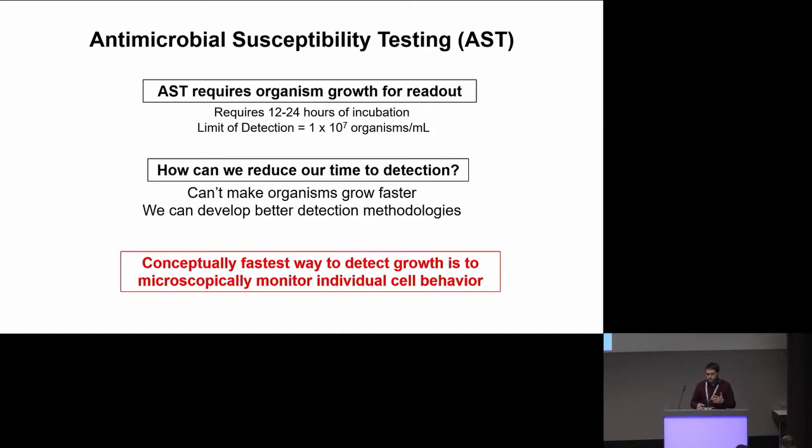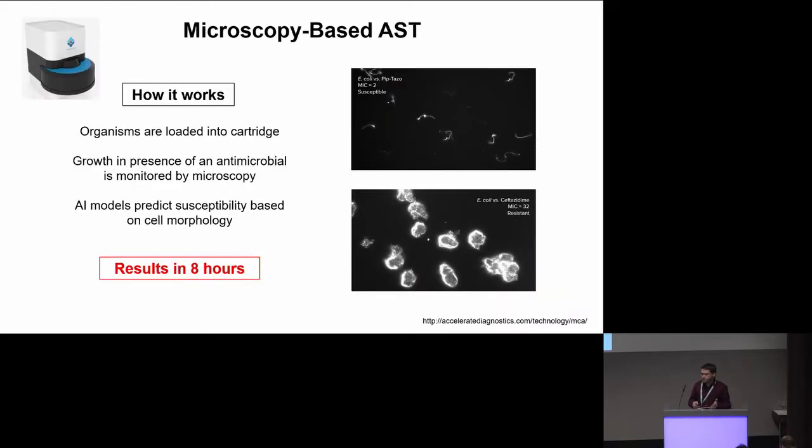Now, that sounds great, and it seems like, oh, sure, we should have been doing this for a long time. But in reality, you can't simply set up a microscope and ask a technologist to watch a bacterium grow and tell you if it's susceptible or resistant. And this is where artificial intelligence really comes in, because until we had artificial intelligence image interpretation, we couldn't perform these types of tests.